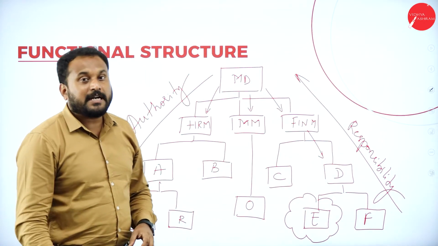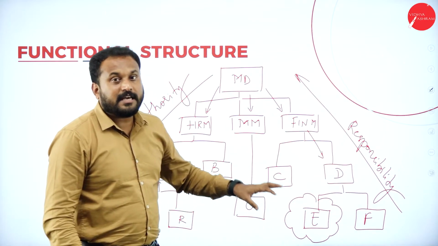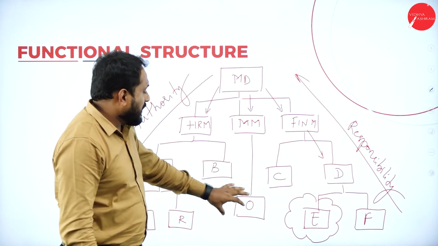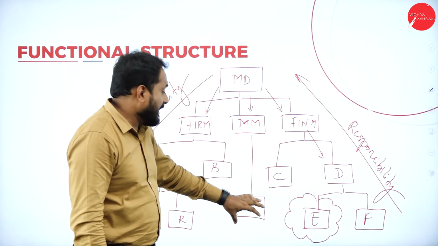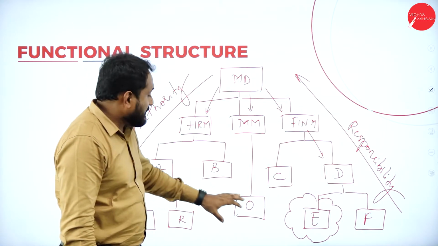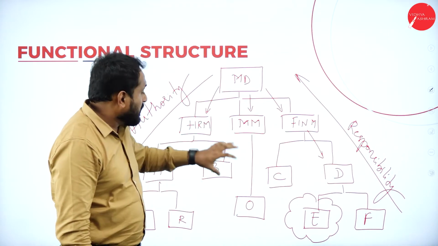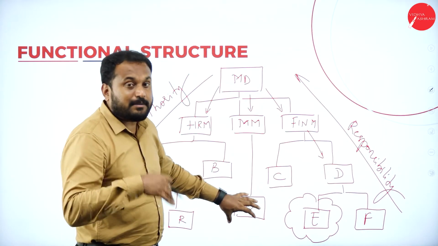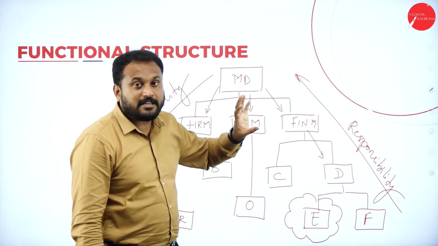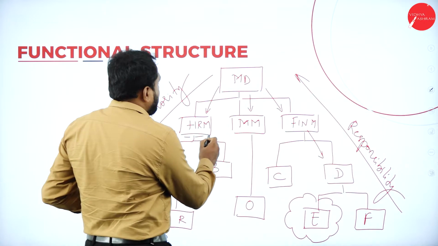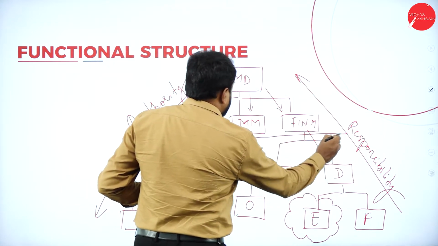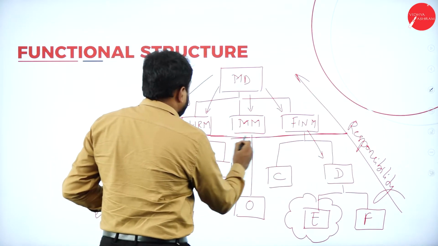Now unity of command says what? One person having one boss. Say we have this person called O. Now O should only listen to whom? Can he listen to the HR manager? Though the HR manager is superior to O, and O is also a subordinate of the finance manager, still, see the hierarchical order. If you see the hierarchical order, it's like this.